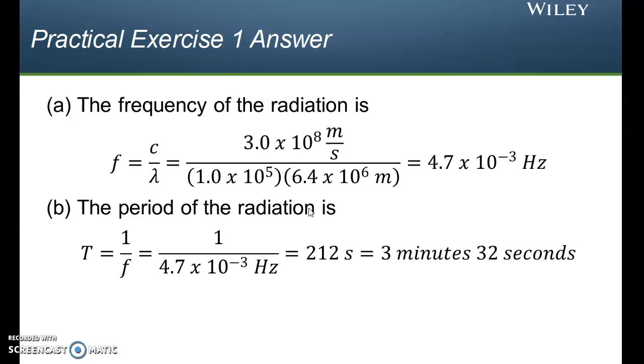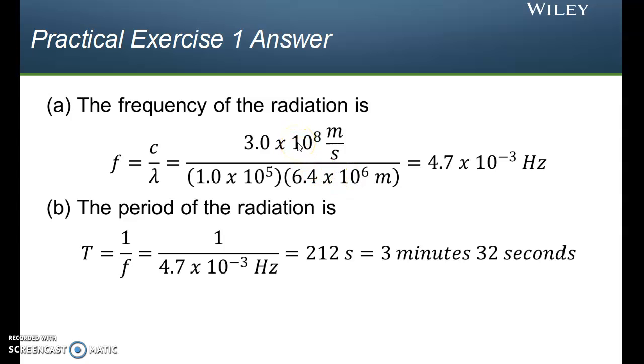Now, first of all, lambda equals 1.0 times 10 to the 4th times the Earth's radius. The radius of the Earth is 6.4 times 10 to the 6th meters, right? You get that from the back of your book. And so the frequency equals the speed of light divided by lambda. And lambda is going to be that 1.0 times 10 to the 4th times the radius of the Earth. And this right here is the speed of light.